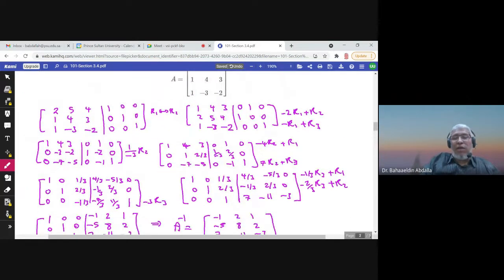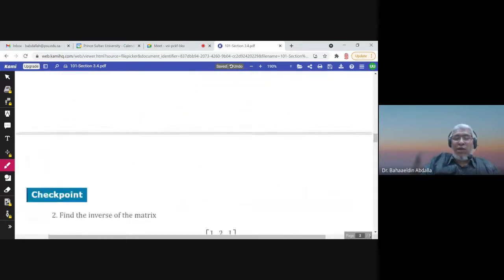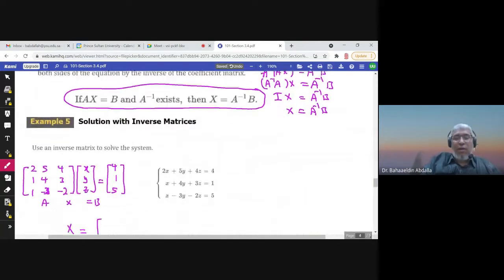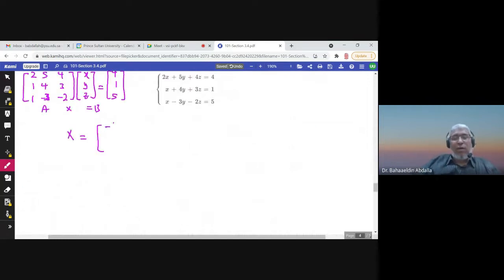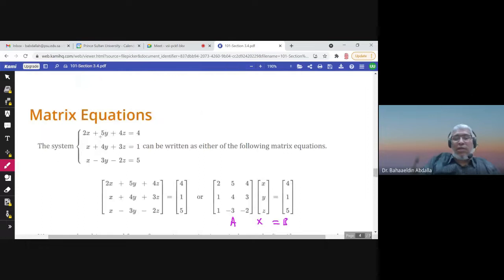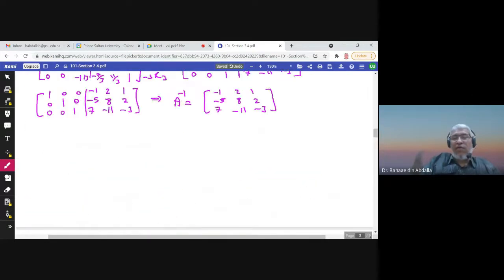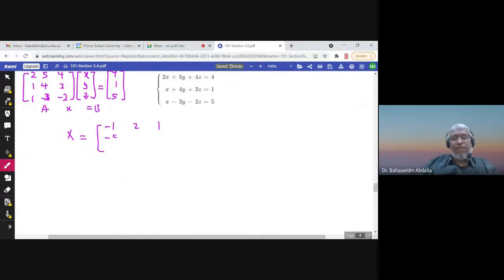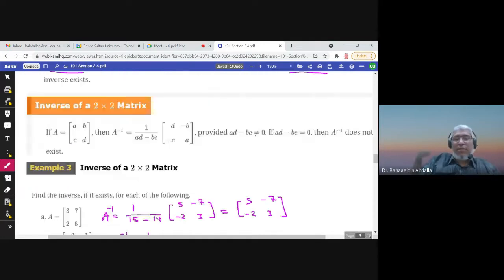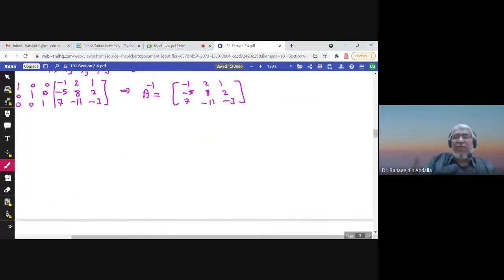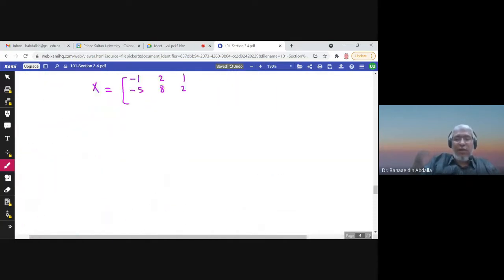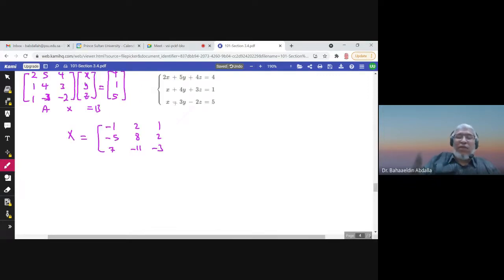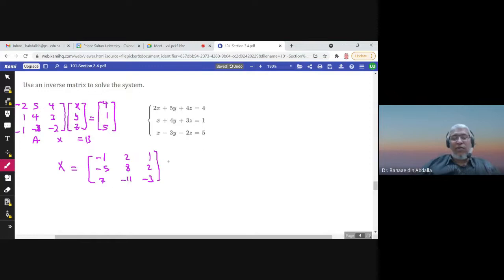Negative 1, 2, 1, and negative 5, 8, 2, and negative 7, 7, negative 11, negative 3. If the inverse wasn't there, we have to find it first. Times x, y, z.